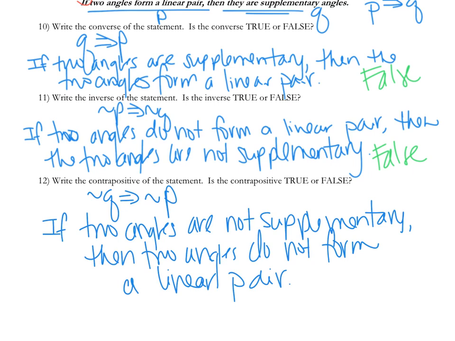Okay. All right, let's think about if this is true or false. And I kind of already gave you a little bit of a heads up on this previous example. Okay, but if two angles are not supplementary, meaning they don't add up to 180 degrees, then the two angles do not form a linear pair. This is true because if two angles don't add up to 180 degrees, there's no way they can be a linear pair, because a linear pair makes a line which is 180 degrees. And like I discussed earlier, if the conditional statement is true, then the contrapositive will also always be true.